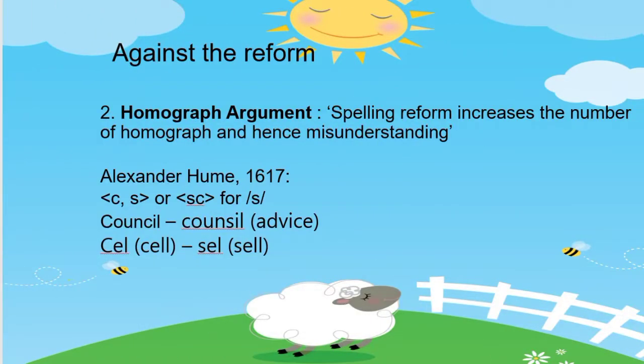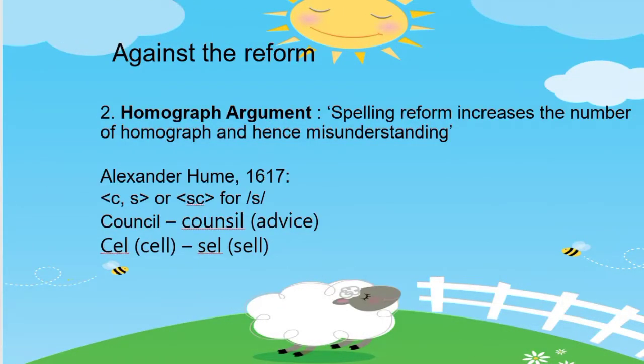So when we say homograph, it is one of two or more words that are written in exactly the same way but have a related meaning. Here we have the example, the word council. As you can see here, they are read the same way, but the spelling is different: instead of C, it is S or SC. Their meanings are different, but if we read them, they are very similar.